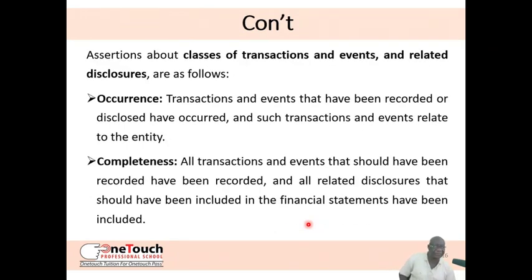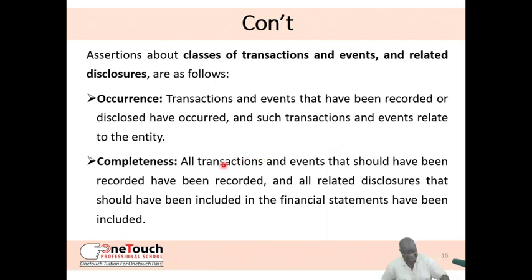Assertions about classes of transactions, events, and related disclosures are as follows. As far as income statement transactions are concerned, transactions that occur within the period and their disclosures, the assertion that is relevant is occurrence. Management, who prepare the financial statements, say that the transactions actually occurred, and you want to find out whether they truly occurred. Occurrence: transactions and events that have been recorded or disclosed have occurred, and such transactions and events relate to the entity.